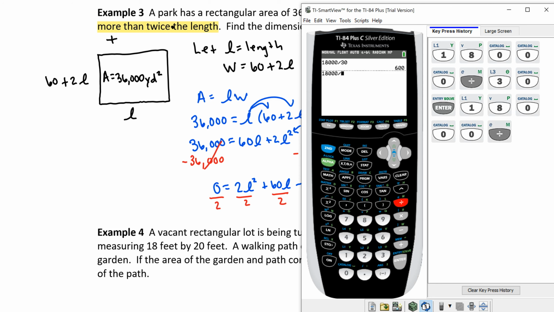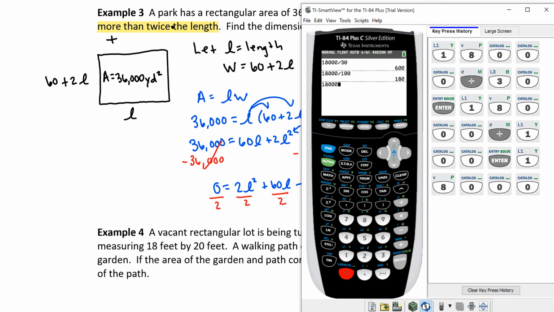Let's try 18,000 divided by 100. The two factors here are 100 and 180. They have a difference of 80, so we're getting a little bit closer. Remember, we're looking for a difference of 30. Let's try 18,000 divided by, let's try 150.